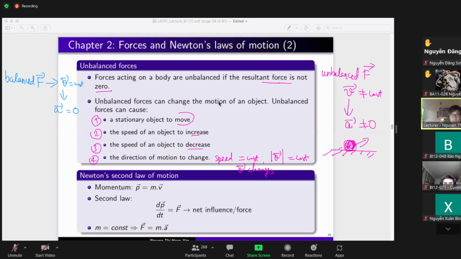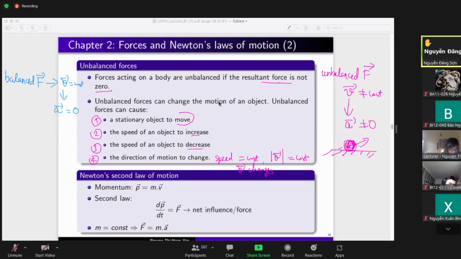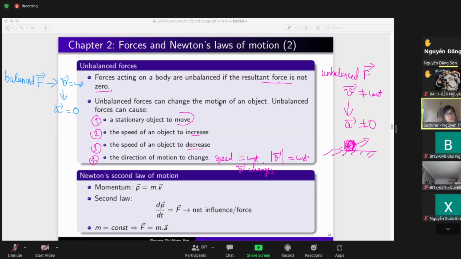Can someone give me an example for this? Nguyễn Đăng Sơn. In the case of a moving thing that collides with a surface like a wall, its speed doesn't change at the colliding time, but the direction of the motion changes. Like when it's dropped from above and hits the ground, the direction of the motion changes with the same speed. Very good.